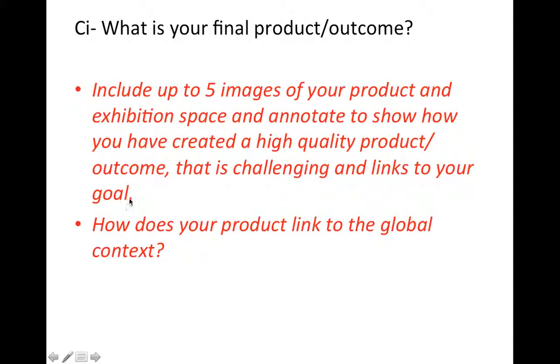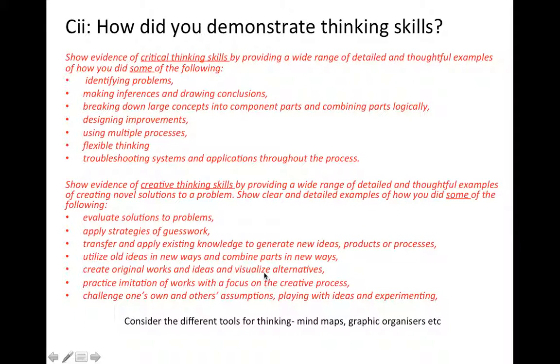You then also, as a second part to this, need to say how your product links to the global context. So how is it that you have produced a product and how does it link to personal cultural expression, scientific and technical innovation, whatever you've chosen, just a sentence to justify that it does link to that. The next 2 sections are focusing primarily on the ATL skills, thinking and then communication and social.